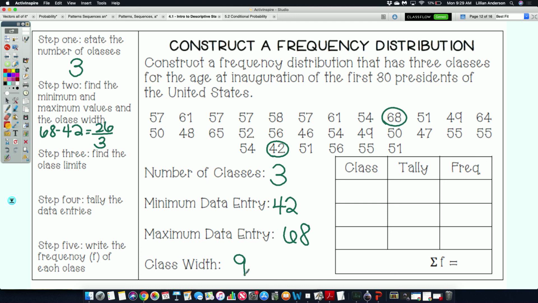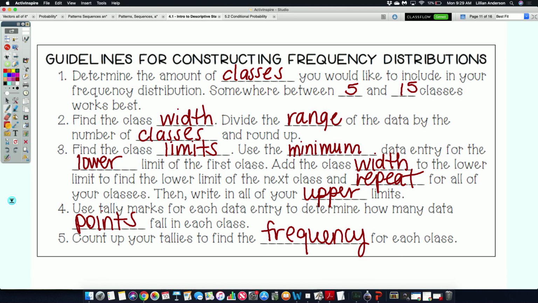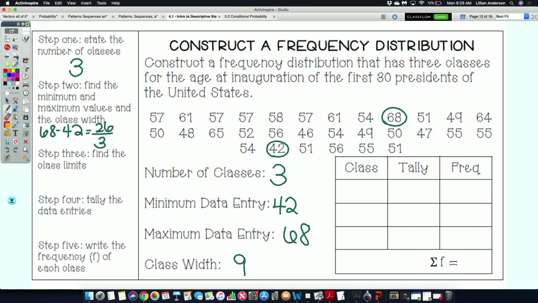So now we need to basically find our class limits. Remember, from step 3, we need to use the minimum data entry for the lower limit of the first class. So what was the minimum data entry? 42. And just add 9 to that. So 42, and we're going to add the class width to that number. So what's 42 plus 9? 51. What's 51 plus 9? 60. Okay, very good.